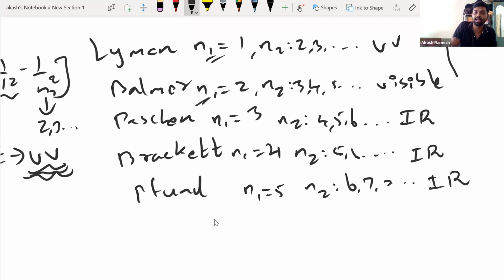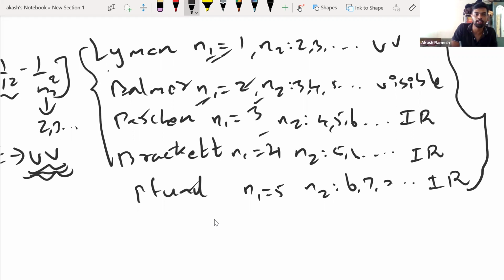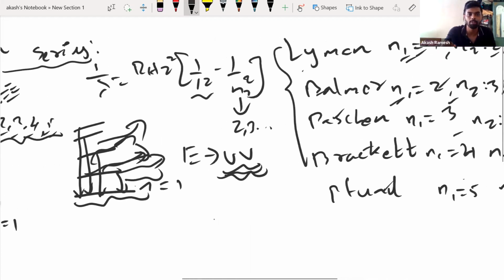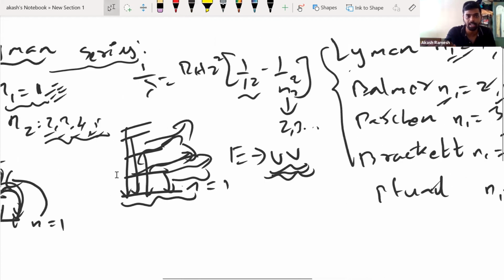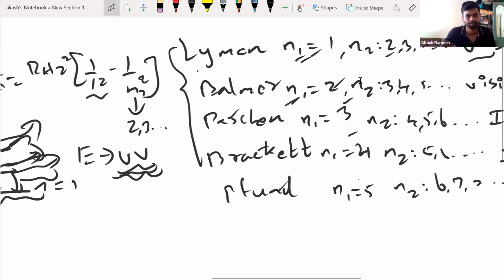Okay, so these things have to be at your fingertips. You should know the order also: Lyman, Balmer, Paschen, Brackett, Pfund, starting with N1 equal to 1, 2, 3, 4, 5. N2 will be the next starting value. And you have to know what part of the spectrum the energy is released in. In the case of Lyman, it is UV. In the case of Balmer, it is the visible spectrum. And for Paschen, it is IR. All the other three are IR, infrared radiation. Very, very simple. The N1 value is fixed. If a particular series is asked, N2 is what will be changing.